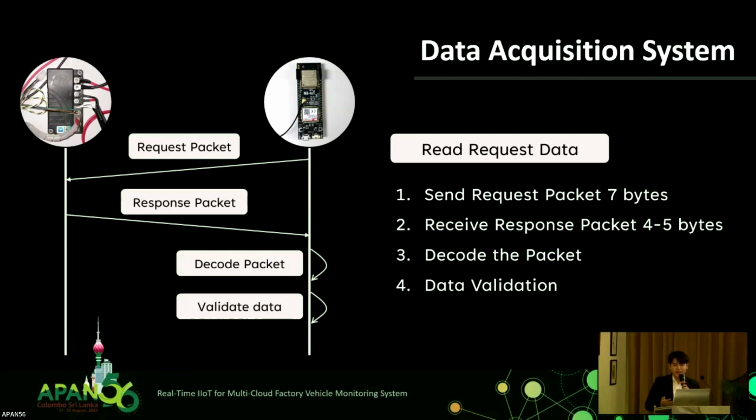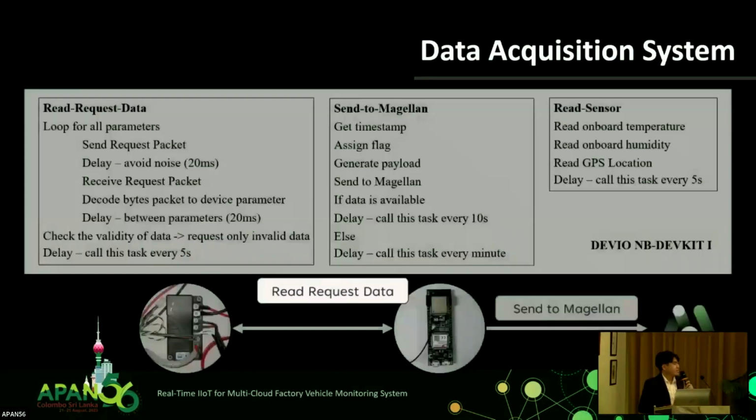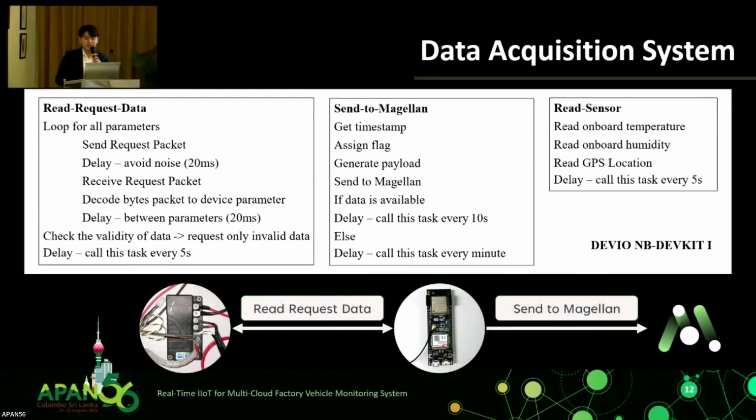send the request packet according to the handheld device that we have, and then receive the response packet and decode it, to see what the packet means, and we will validate whether it's valid or not. And after we get the data from the motor drive, we will pack the data with the GPS sensor and also the temp and humid sensor and send it to Magellan.